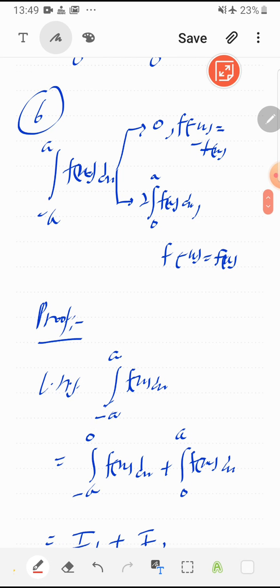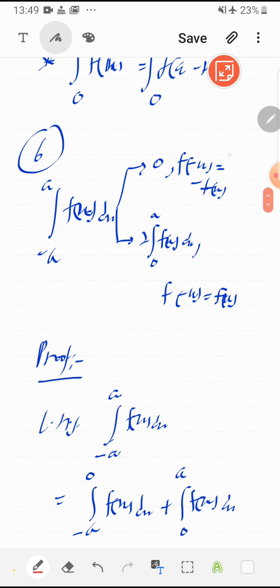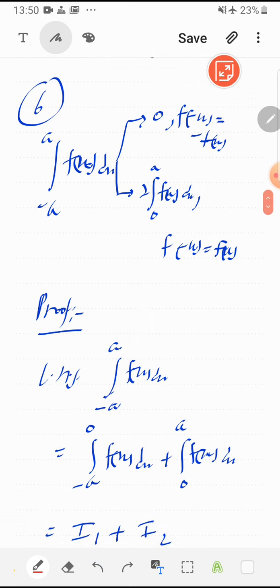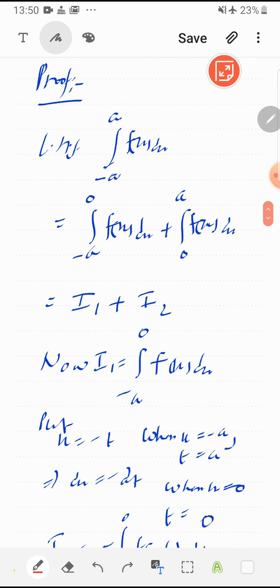Sixth property is integral from minus a to a f of x dx is equal to 0 if f is odd. That means f of minus x is minus f of x, and if it is even, then 2 times integral 0 to a f of x dx. Now for its proof, let us start from left hand side and let us split this integral into two parts, minus a to 0 plus 0 to a. Let us name them I1 and I2.